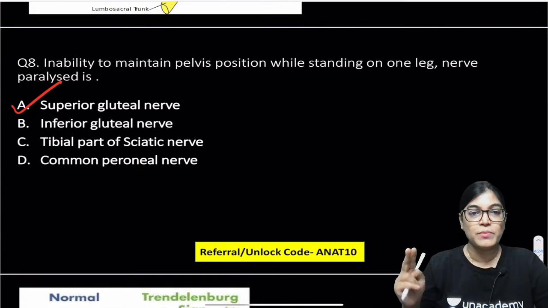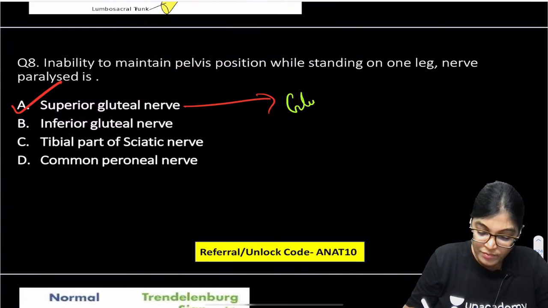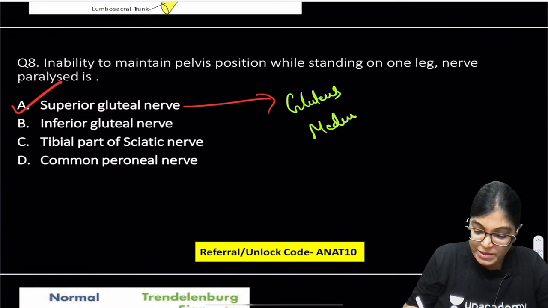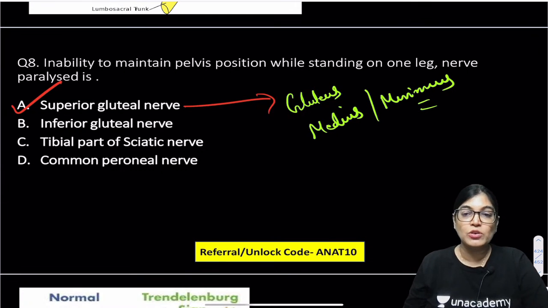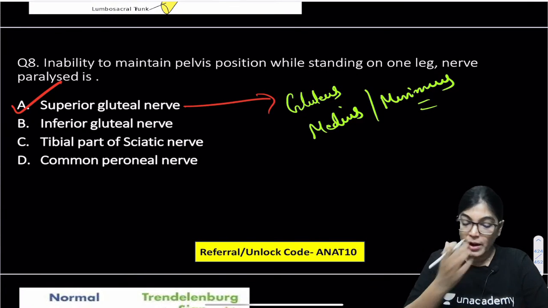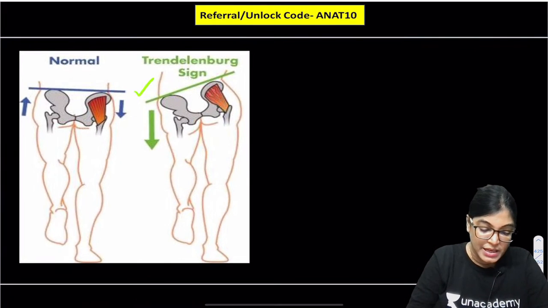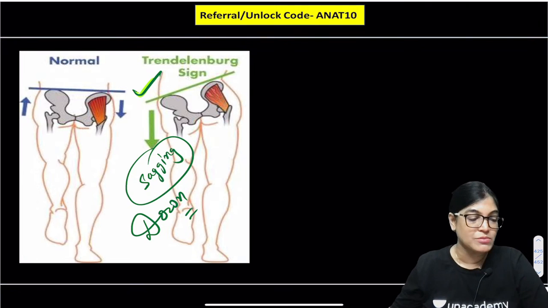Superior gluteal nerve is supplying two muscles, that is gluteus medius and minimus. And when the gluteus medius and minimus muscles are paralyzed, what will happen? The person is not able to maintain the position of the hip when standing on one leg, because the unsupported side of the hip is raised upward by the opposite side gluteus medius and minimus. When the gluteus medius and minimus are paralyzed, can you see here, the unsupported side will sag down. So this sagging down occurs in the injury of the superior gluteal nerve and paralysis of the gluteus medius and minimus muscles.